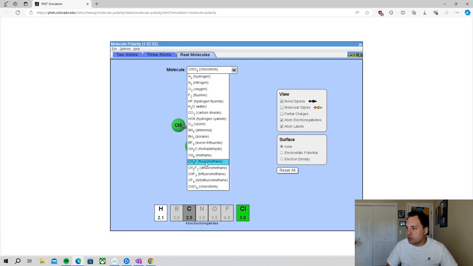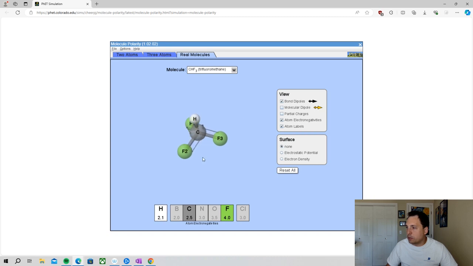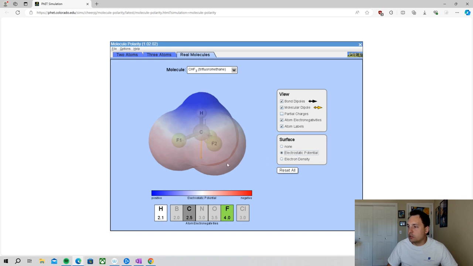What about trifluoromethane? It's a little bit easier to see these arrows here. So in this one, we're going to expect that there is not going to be complete canceling of the molecular dipoles. And this is going to actually look pretty similar to ammonia, but in the opposite direction, where the molecular dipole is going to go through the molecule towards the fluorines. And so we'll see a large negative electrostatic potential on the bottom of this molecule.